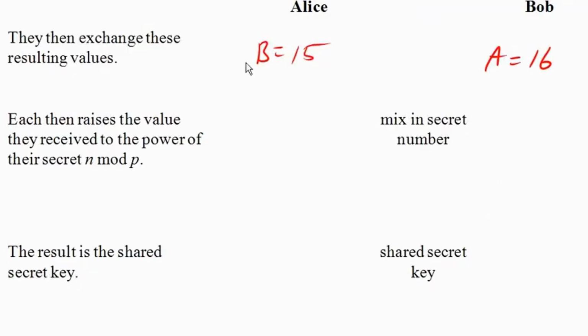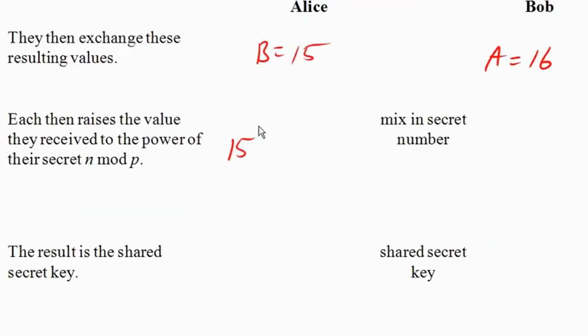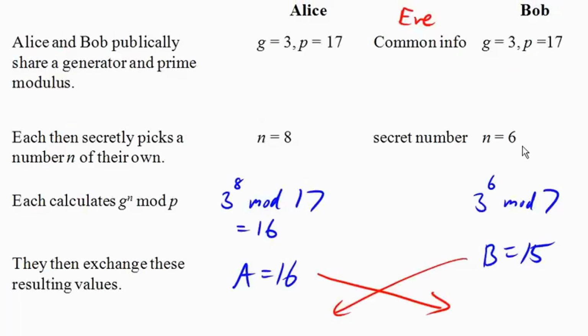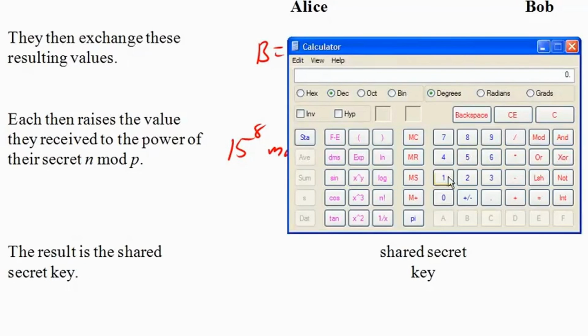So now each of them are going to take the number that they just received and raise it to the power of their secret number. So remember, Alice's secret number was 8. So she's going to calculate 15 to the 8th mod 17, while Bob is going to take Alice's number, raise it to his secret number of 6, mod 17. And if we do that, let's see what we get. 15 to the 8th is a really big number, divided by 17.